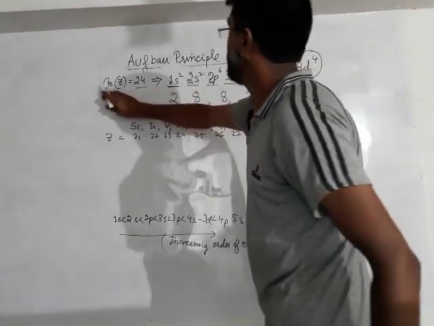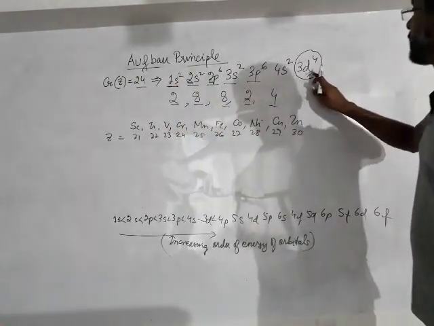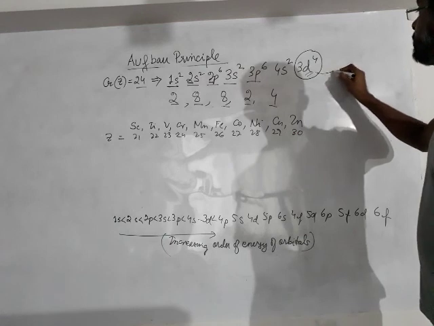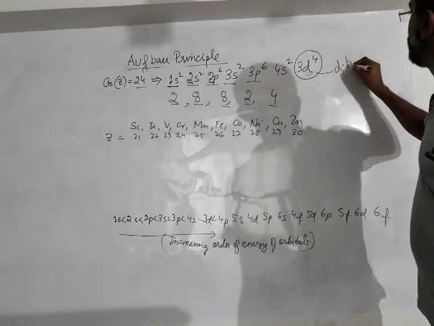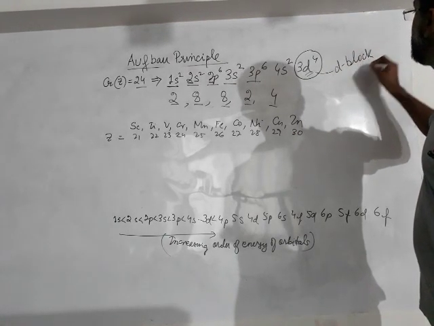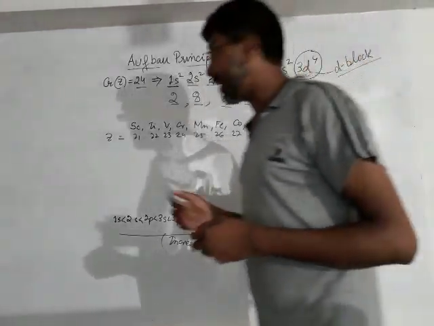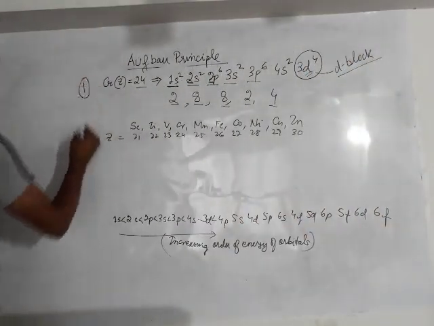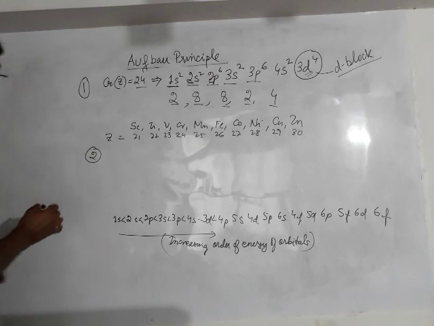For chromium, the last electrons are entering the d orbital. That is why chromium belongs to the d block elements. Now, this was example 1. Let me do another example. Let us take another element.